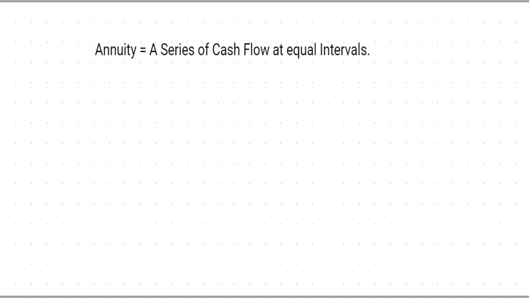Today we are going to discuss how to calculate the present value of an annuity. An annuity is a series of cash flows at equal intervals. Suppose you are receiving a payment of $1,000 at the end of each year for the next 5 years. That is an annuity.